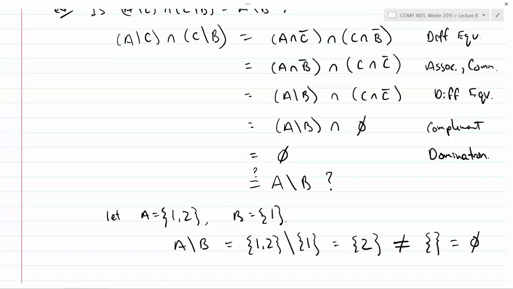Right, so all of these statements, it's as if you're saying, for any sets A, B, and C, or for any sets A and B. So the fact that there's a single set, or several sets for which it doesn't work, means that it's not true. Any other questions?